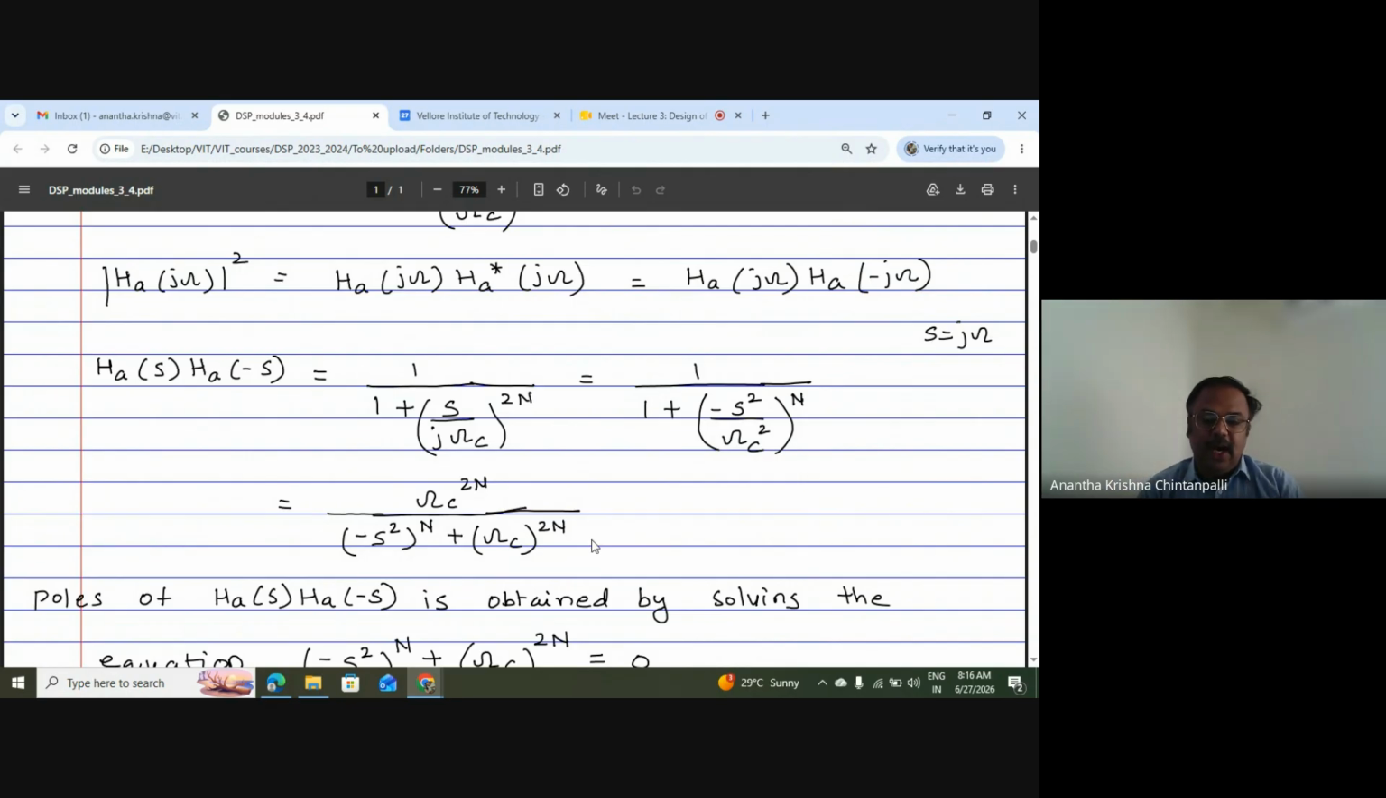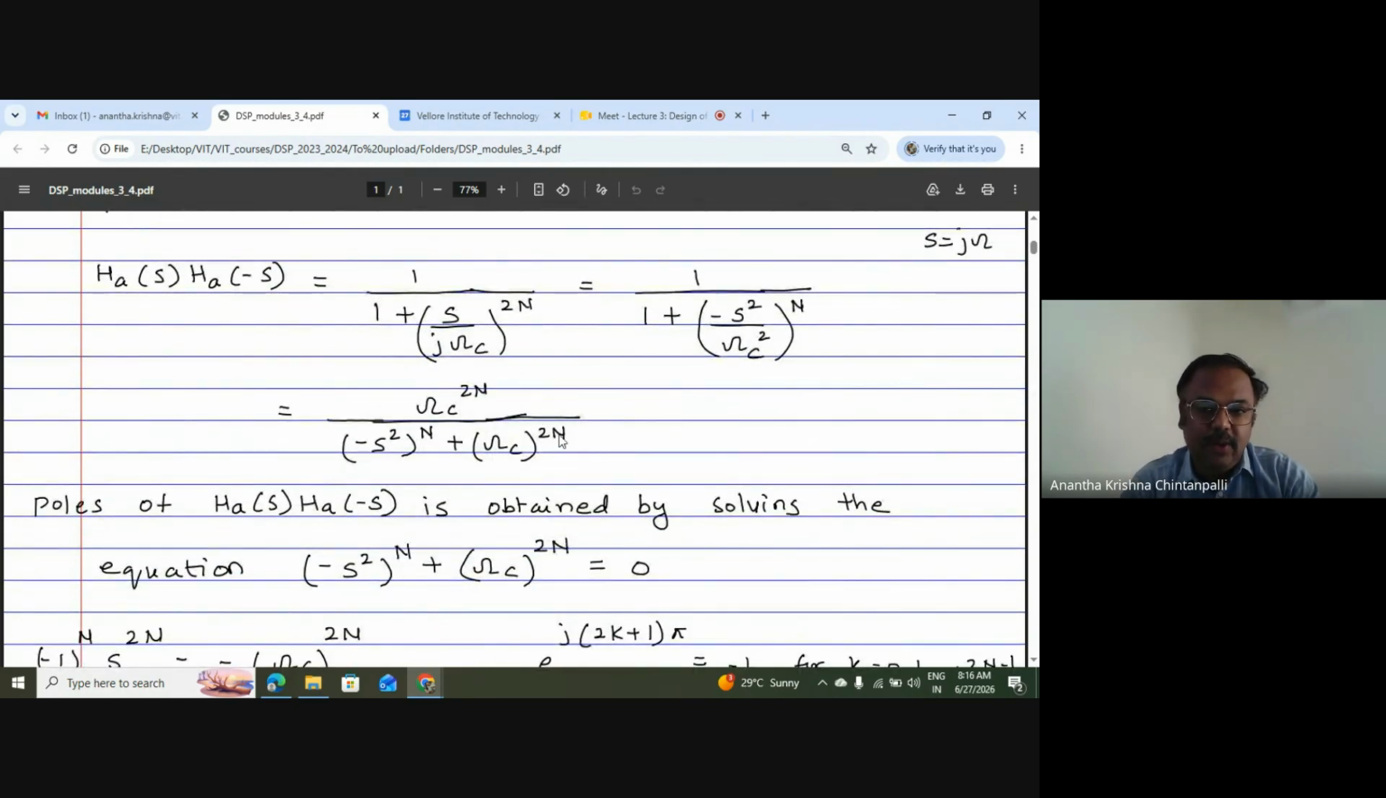Now, the question is how many poles and how many zeros I have. Clearly I do not have any zeros because here it is not a function of s in the numerator. In the denominator, obviously, I have a function of s. And so I'm going to get poles associated with this magnitude square response. The poles of HA of s and HA of minus s are obtained by solving the equation where this denominator term is equal to 0.